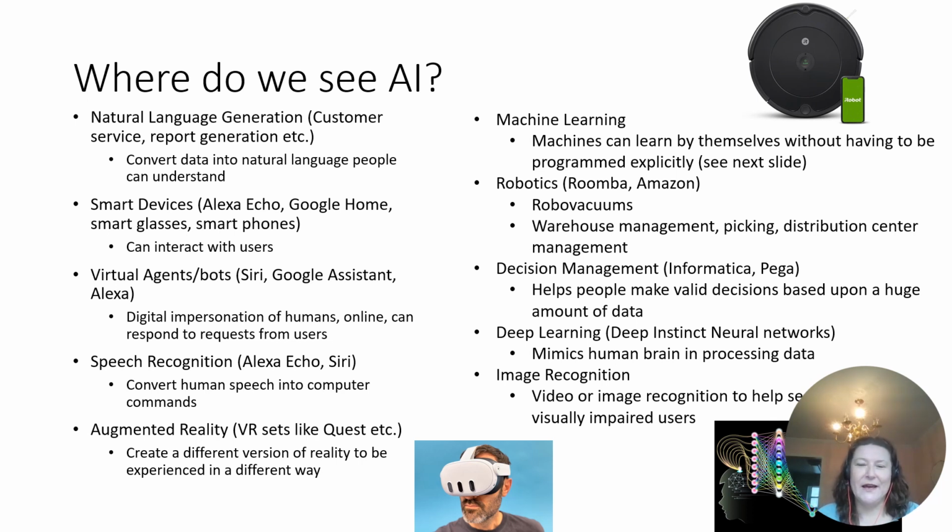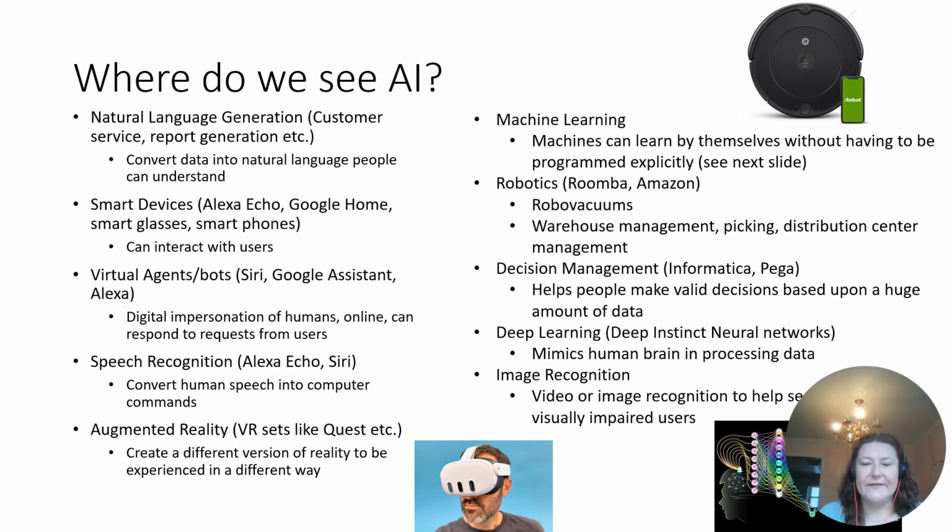Decision management, things like Informatica and Pega and so on, help make valid decisions based on a huge amount of data. Typically, this is going to involve a data pipeline, refining data, and then putting that data into a data warehouse, and using that data for decision management.